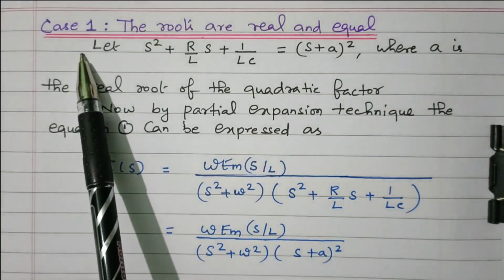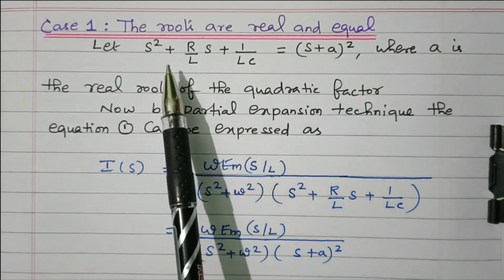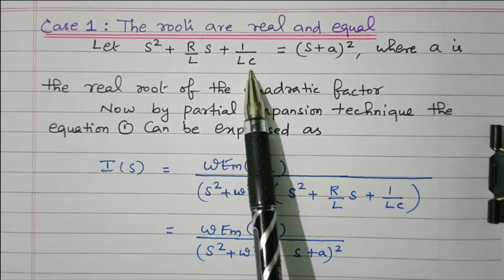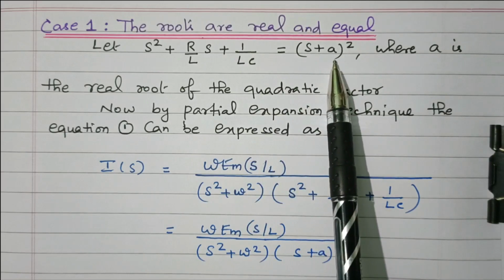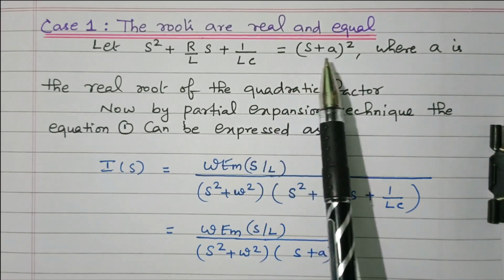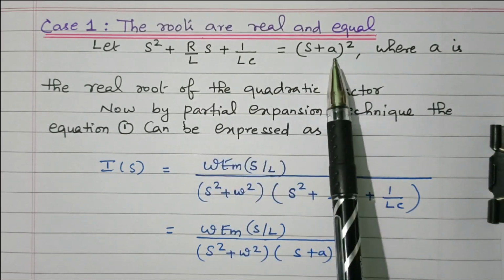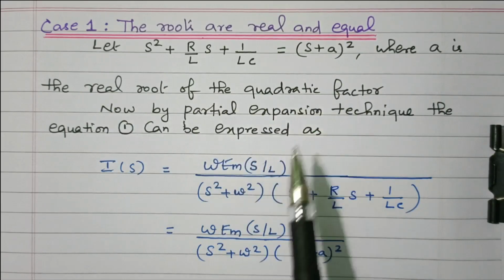So case 1 is: the roots are real and equal. Both the roots are real and equal. Let us consider s square plus R by L s plus 1 by LC equal to (s plus a) the whole square. The root is a. Both are equal: (s plus a) into (s plus a). The two roots are real and also equal, where a is the real root of the quadratic factor.